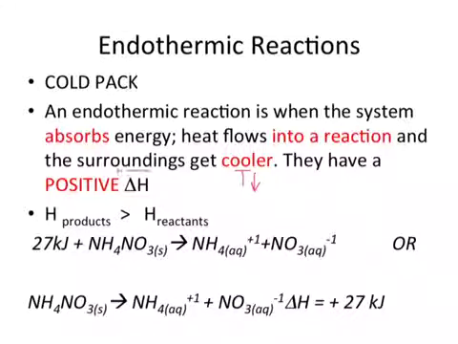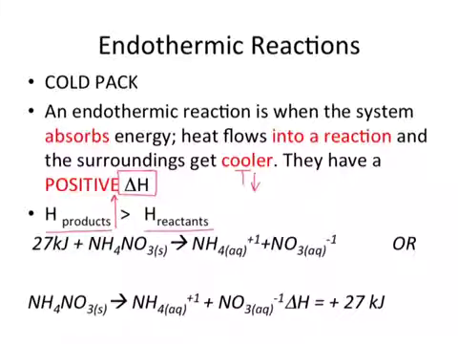If we look at our delta H value again, change in enthalpy, we will find out that when the enthalpy of the products, the heat of the products, is greater than the heat of the reactants, it will produce a positive delta H. That will be your way of determining that the reaction is endothermic and that energy is moving into the reaction.